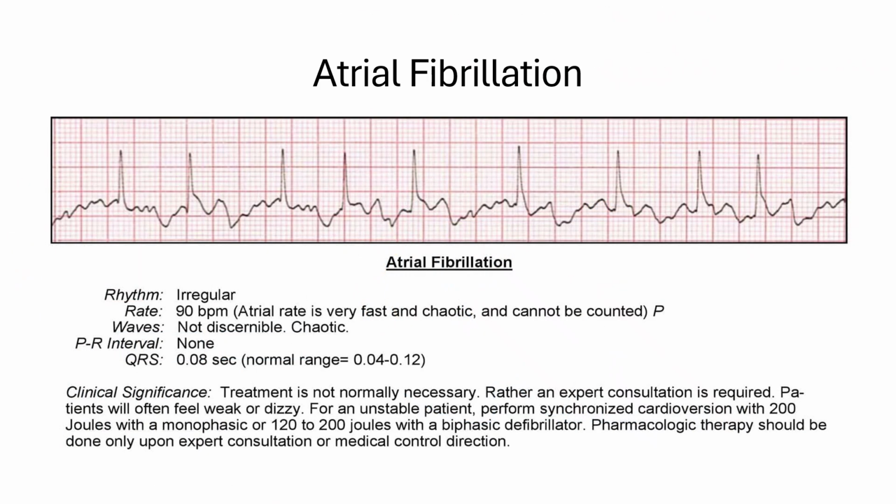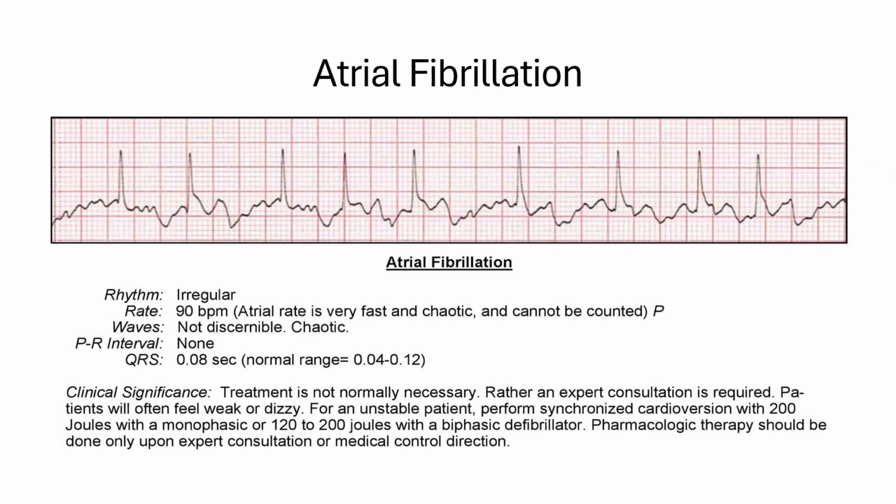Let's interpret this rhythm. First, we want to count that rate. We want to count the number of R waves or QRS complexes. And we count that there are 9. Now we want to look at that rhythm. Is it regular or is it irregular? Ooh, it's very irregular and chaotic.